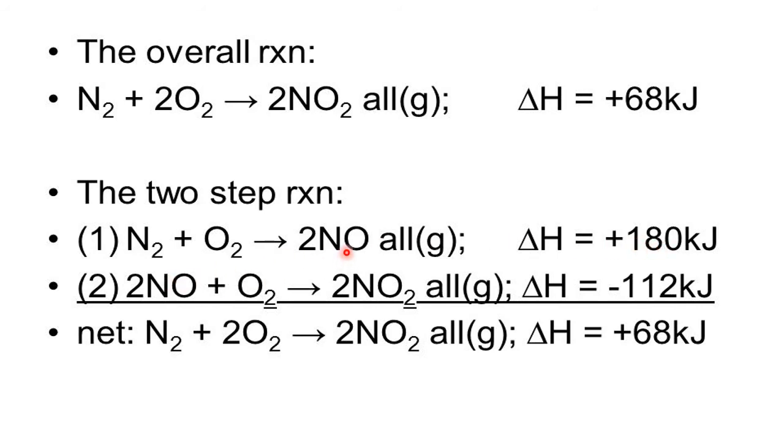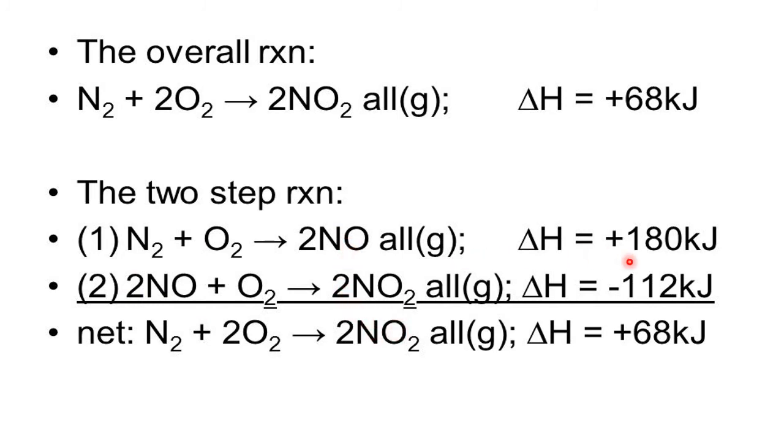Whereas the formed nitric oxide, 2 moles, will react with oxygen to give 2 moles of NO2. That time, what is the enthalpy change? It is minus 112 kilojoules, which is exothermic. So when you add these two, NO is on the right and NO is on the left, so these two will cancel. After adding these two equations, N2 plus 2O2 on the LHS, and on the RHS the product is 2NO2.